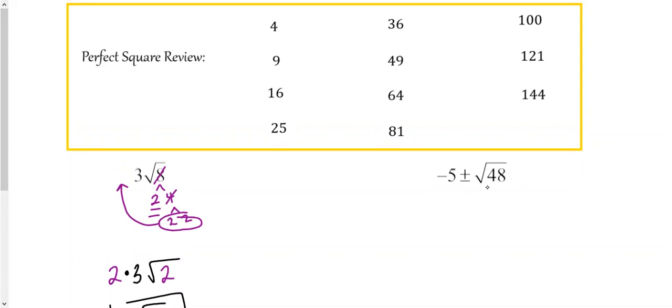We're also going to see in Algebra 2 our radicals written like this. So -5 plus or minus square root of 48. We're still going to go through this the same that we have been. So 48, I'm going to break that down, and let's pick different numbers this time. I'm going to use 4 and 12.